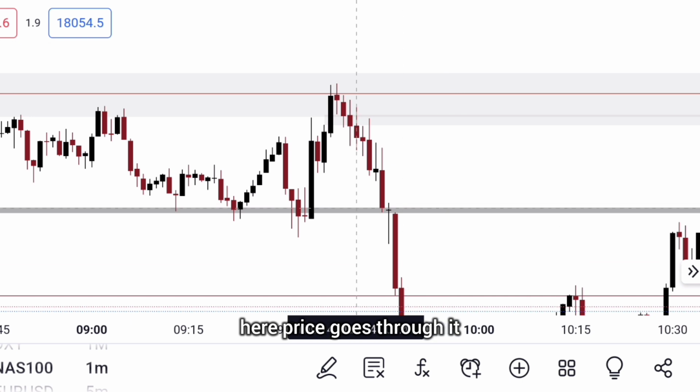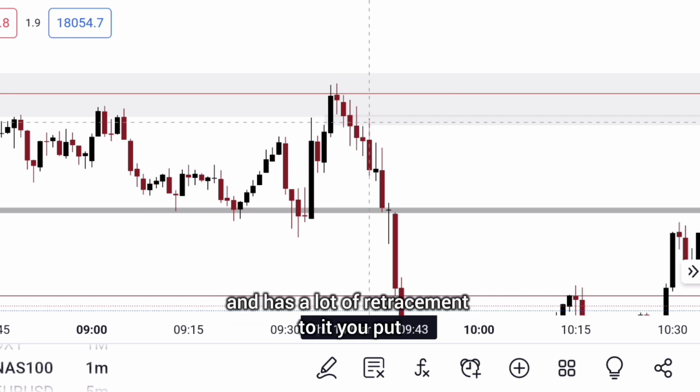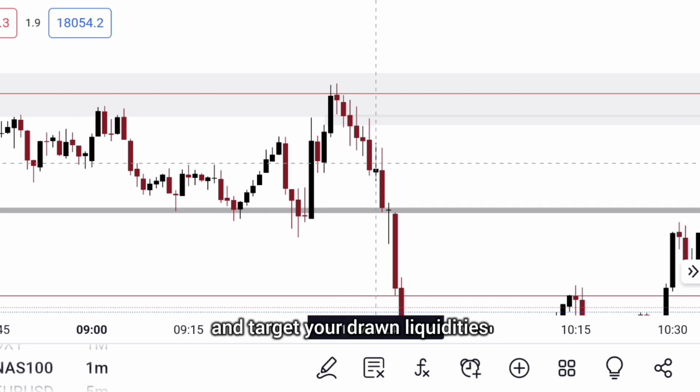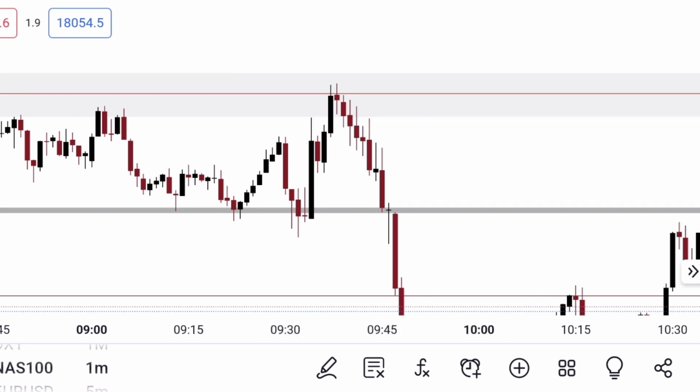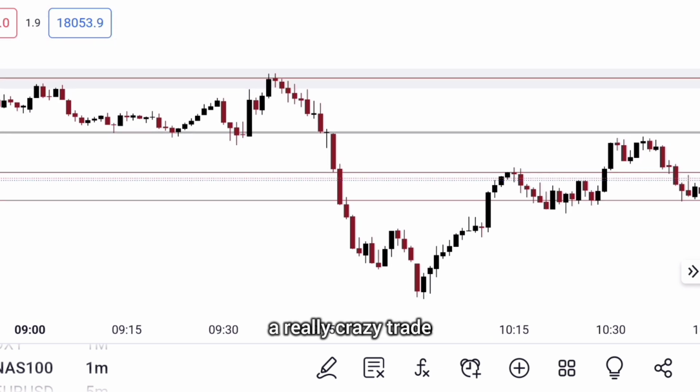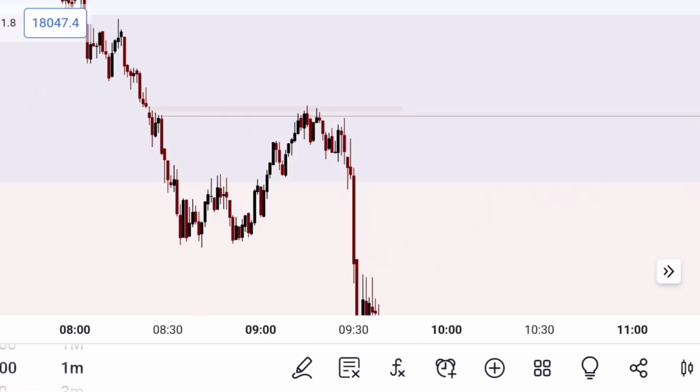Here price goes through it and has a lot of retracement to it. You put your stop loss above it and target your draw on liquidities. Price really declined so much, so it's a really crazy trade.